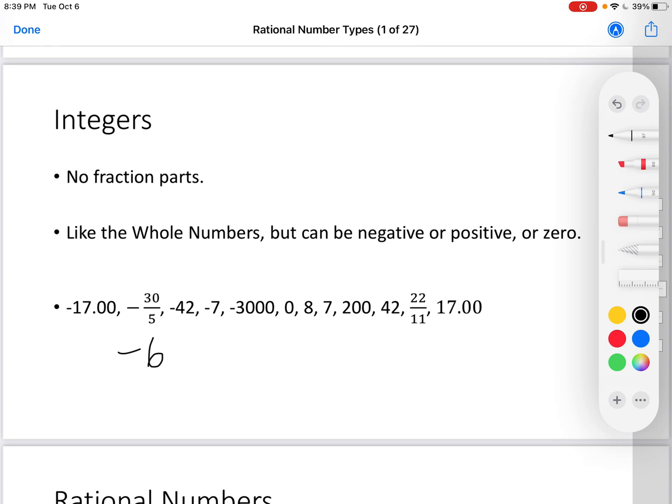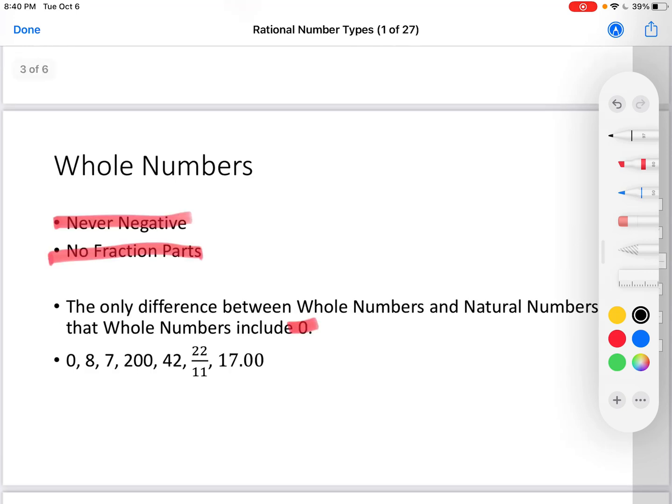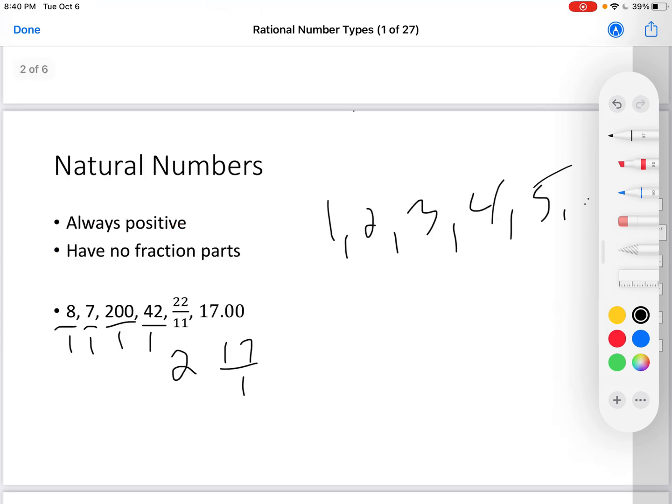Negative 42, negative 7, negative 3,000, 0, 8, 7, 200, 42, 22/11, which is 2, 17.00, which is 17. Negative 17.00 is negative 17. All of them, no fraction part. Some of them positive, some of them negative, one of them 0. All integers. So, integers are the big set. Whole numbers take away the negative integers. Natural numbers take away 0. That's the idea of those three.